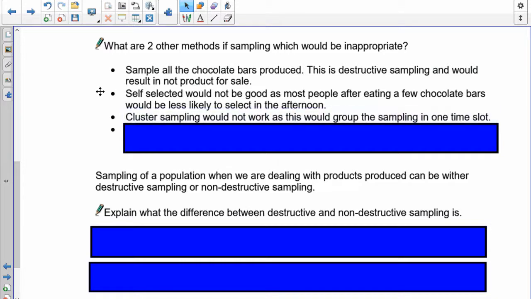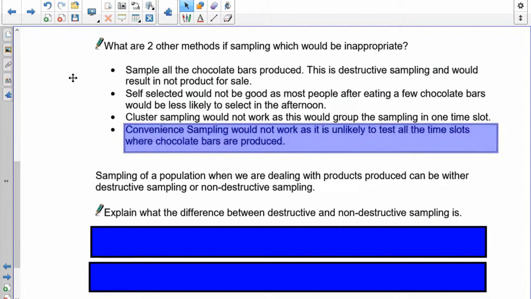Cluster sampling. Now, cluster sampling is not going to work. You can't just walk around and say, okay, look, we're going to do a sample here, and then we're going to wait, and we're going to do another sample here, and then we're going to do another sample, taking 15 boxes and taking chocolate bars out of each box to test. Cluster sampling is not a good idea because you will probably miss other time slots.